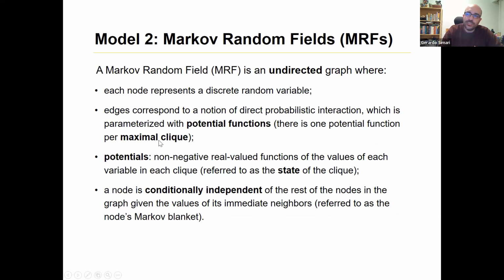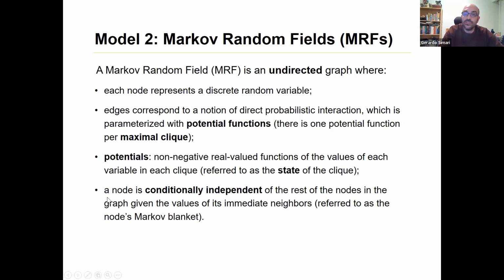This is pretty opaque if you read it like this. So there's an example on the next slide. And these potentials, they are essentially non-negative real-valued functions. They're just functions, nothing to be scared of. They are called potentials again because they come from physics, and they are measuring energy. And they are values that range over the values of each clique in the graph. So the value for each variable in the clique is called the state of the clique.